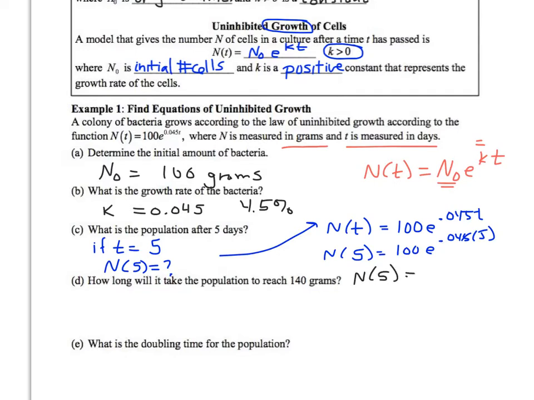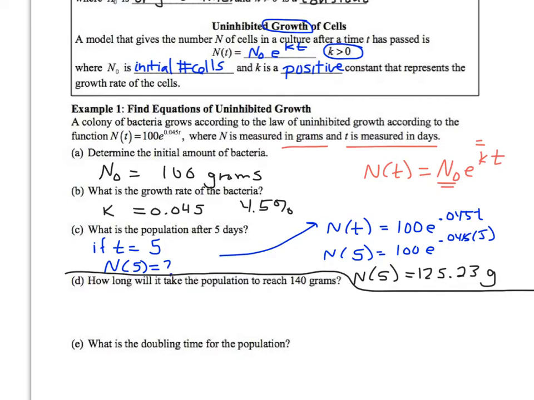So I went ahead and I got N of 5 to be 125.23. And since this is the number, this would be in units of grams. Okay, so that's one where you just plug in the time. That's a pretty easy example.